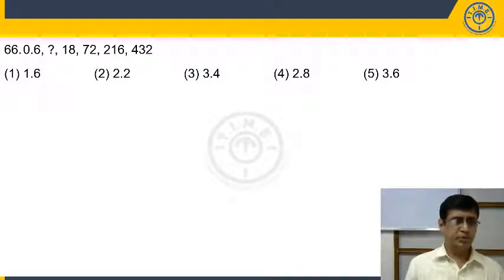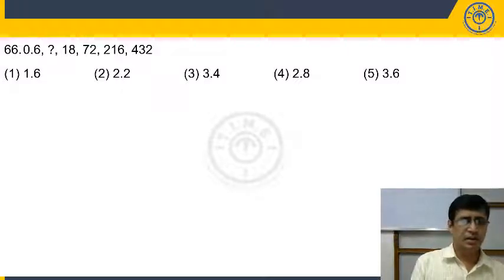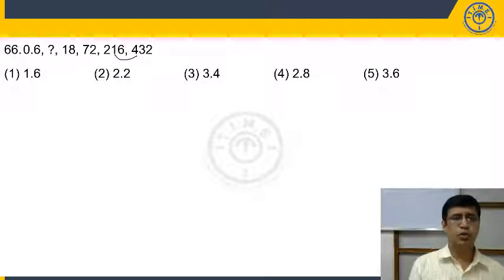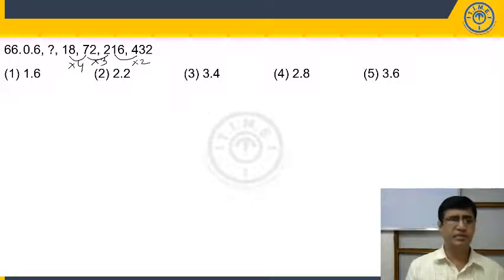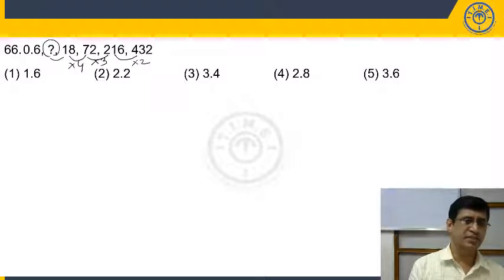Now next example, just look at this one. If you observe this carefully, here it is becoming how many times? 216 into how much is equal to 432? It is exactly 2 times. What about this one? It is exactly 3 times. How much is this? It is exactly 4 times. So here it is a multiplication factor. So what is that? Here 2 times, 3 times and 4 times. What about this? We can expect here a 5 times and here a 6 times.